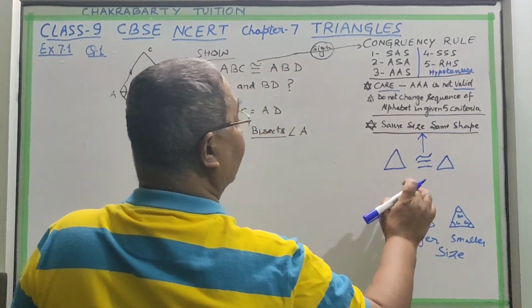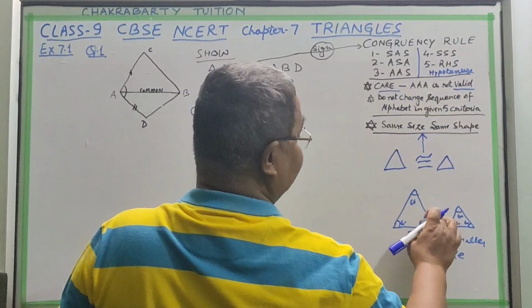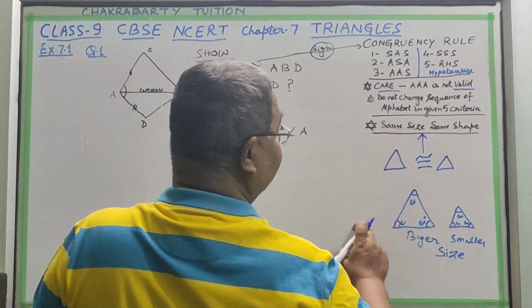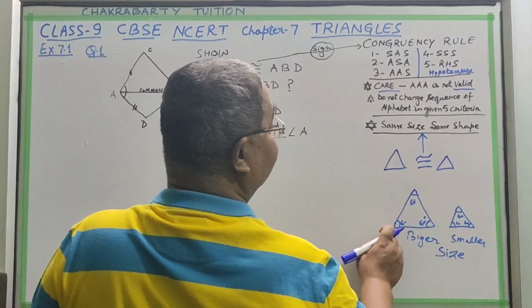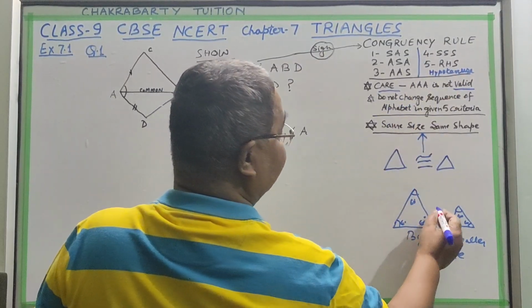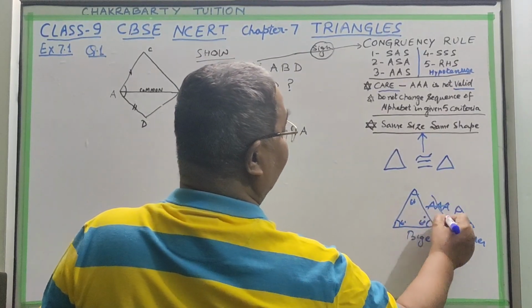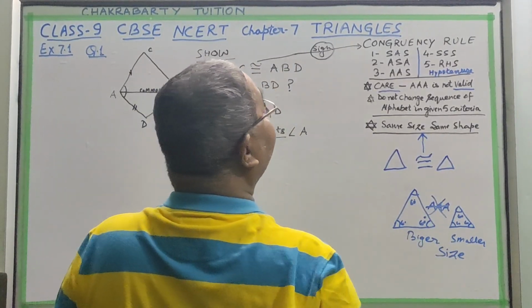So for being congruent, side should be common. If side will be same, then only it is congruent. But angle alone is not valid: here angle and angle both are common, but it is not a valid congruence.